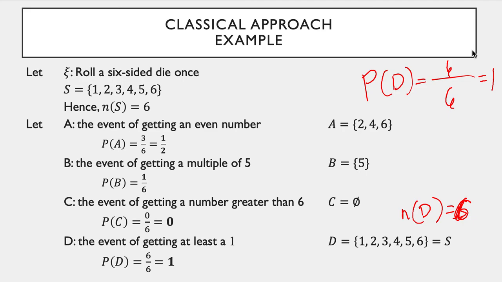Okay, so that's how we do the examples in the classical approach. Every outcome here is equal in chance.